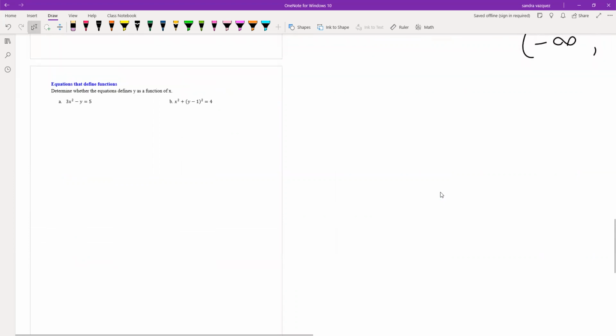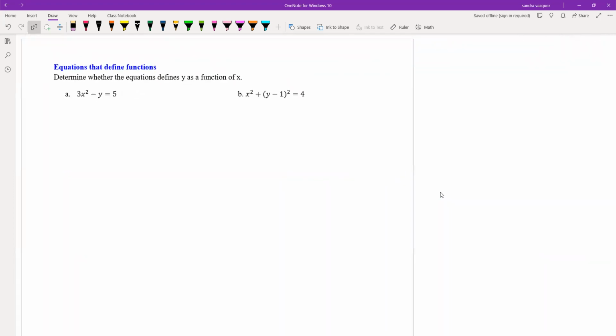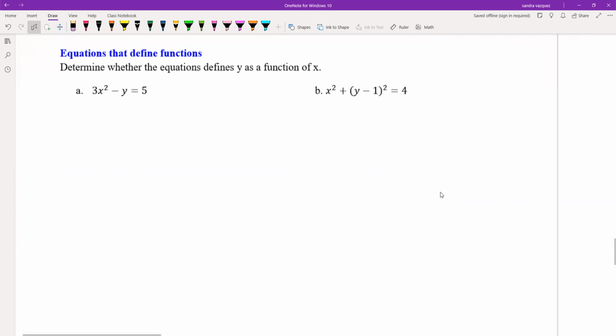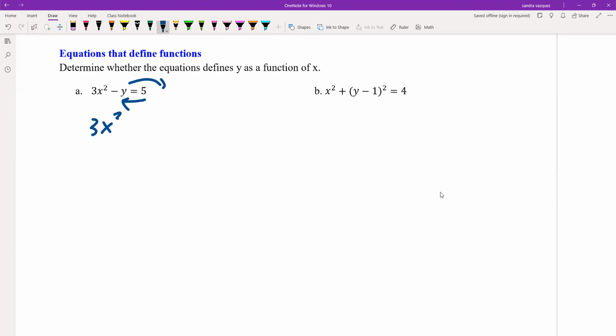Okay, we're almost done with the lesson. It says, can you decide if this defines a function, yes or no? It's not easy to decide if it's a function, but you can try by graphing. For example, I would move the 5 and the y, so this will be 3x squared minus 5 is equal to y. So I can say that y is equal to 3x squared minus 5.